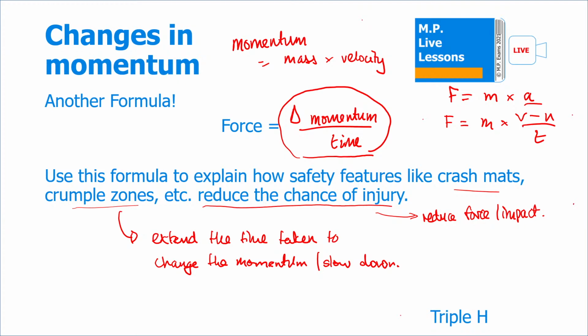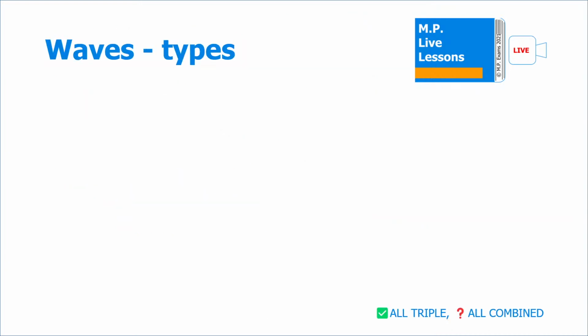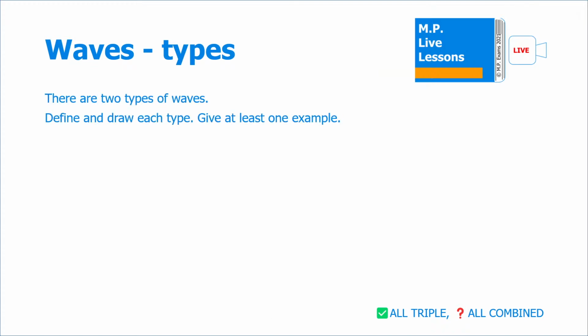Now next is an entirely new unit, which is waves. Now, the wave types, like the first section of the specification, is on all triple papers, but might be in the combined papers. So these are your wave basics. There are two types of waves, and you need to define and draw each type, and give at least one example. First is your transverse waves. They look like these little sine waves from maths.